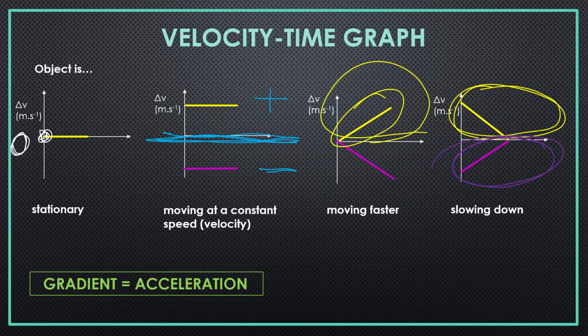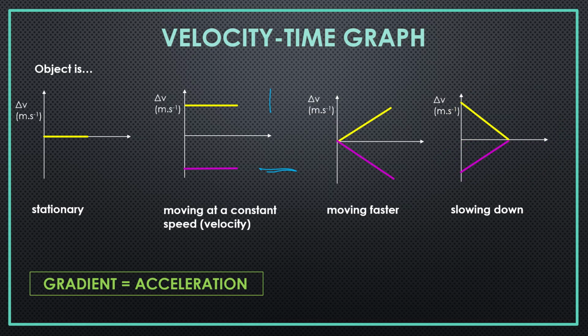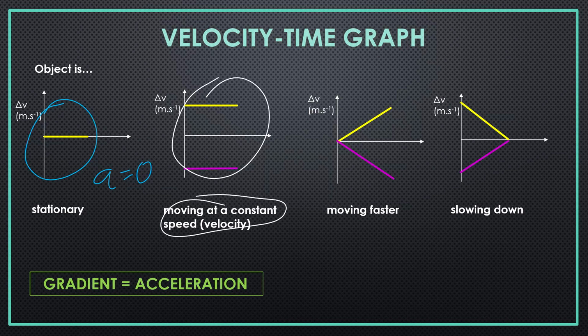What does the gradient of a velocity time graph represent? The acceleration. So if you look at all of these different lines, the yellow ones and the purple ones, you can see that if an object is stationary, the gradient is 0, and that makes sense because the acceleration is also 0. Also, when you have a constant speed, constant velocity, it means your acceleration is 0, and that is why the gradient of a horizontal line is 0.